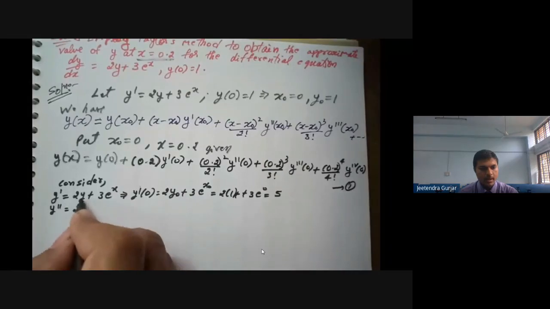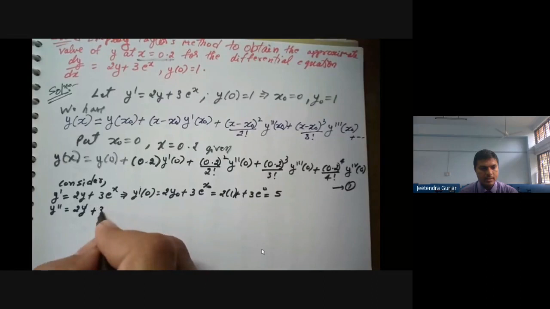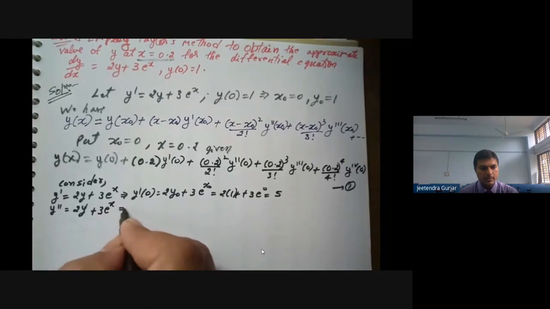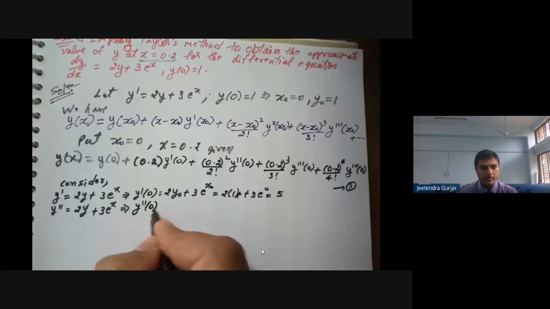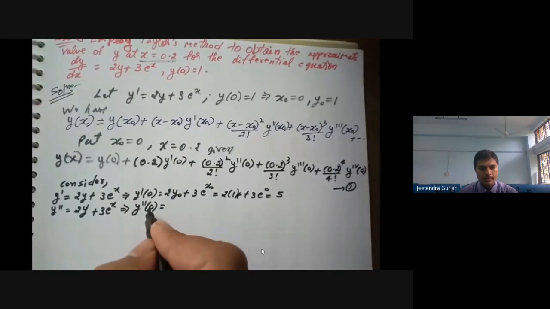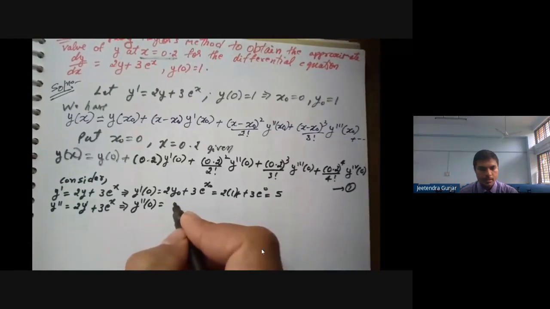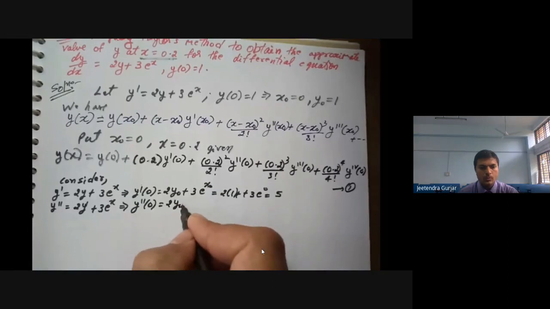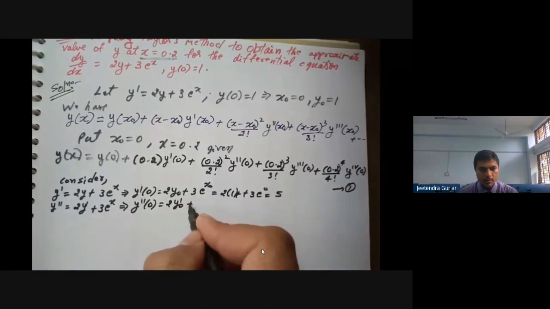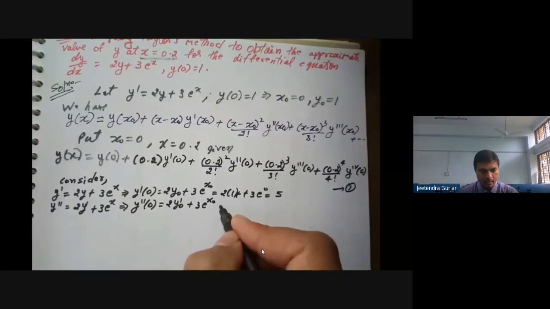So go for y double dash, differentiate: 2y will become 2y dash, plus 3. What is the differentiation of e raised to x? e raised to x only. So don't get confused here. So y double dash of 0, I will substitute. y double dash of 0 is equal to 2 y dash 0 plus 3 e raised to x naught.